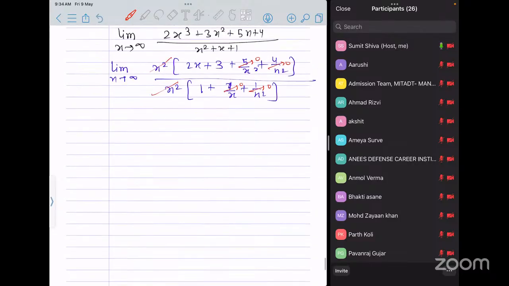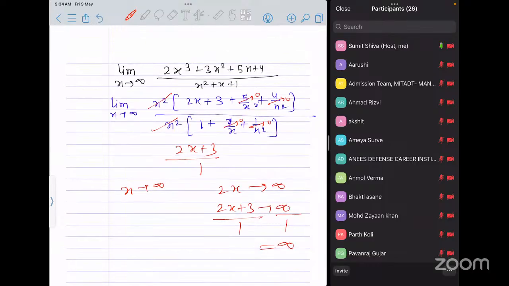This will cancel out. So we will be left with (2x plus 3) divided by 1. If x is tending to infinity, obviously 2x will tend to infinity and 2x plus 3 tends to infinity. So this will be infinity by 1, which will be infinity. Which means if the power in the numerator is greater than the power in the denominator, the answer will always be tending to infinity. And if the power in the denominator is greater than the power in the numerator, the answer is always going to be tending to 0. And if the powers are equal, in that case the answer will be the ratio of the coefficients of the maximum power.